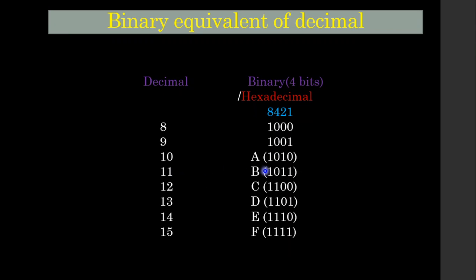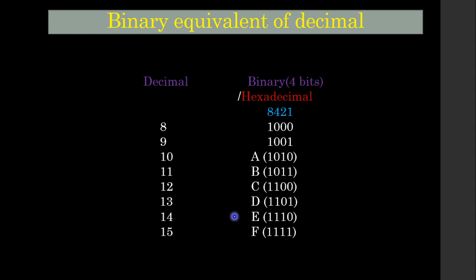For 11 I need 8 plus 2 plus 1. It is 8 plus 2 plus 1 is 11, so the 4 position is 0. And then for 12 it is 8 plus 4, so fill in the 8 and the 4 position, leave the 2 and 1 position as 0. Then 13 is 8 plus 4 plus 1, so make those as 1: 8, 4 and 1, remaining position as 0.